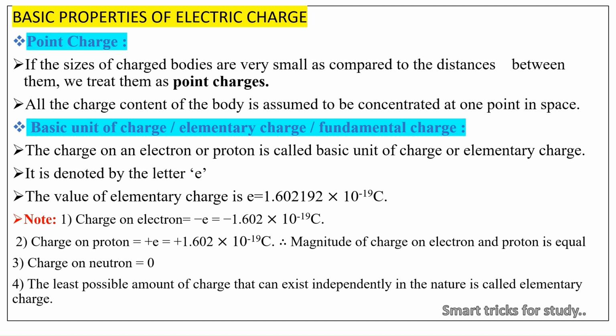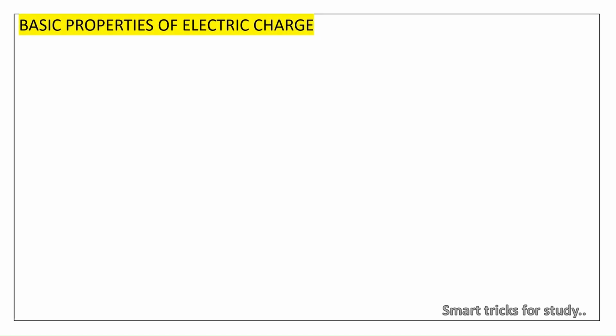Therefore, magnitude of charge on electron and proton is equal. 3. Charge on neutron is equal to 0. 4. The least possible amount of charge that can exist independently in nature is called elementary charge. Next we discuss the basic properties of electric charge.